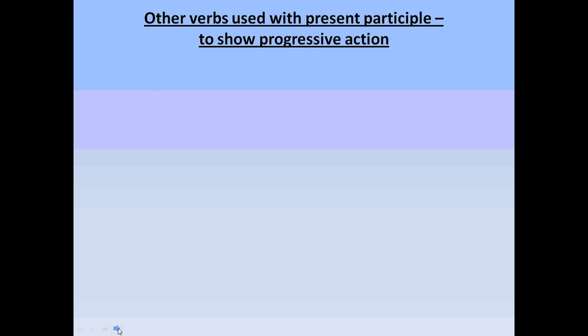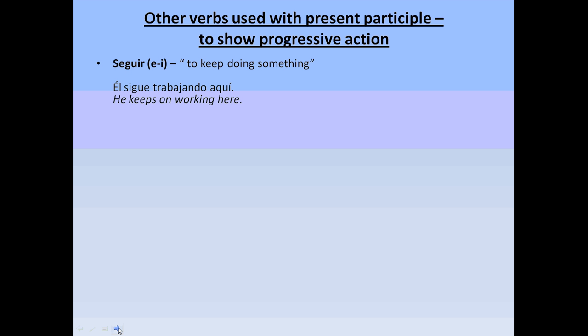Are there any questions? If you have any questions, please write them down, and then I can answer them for you tomorrow. Okay, we're almost done. There are some other verbs you can use with the present participle to show a progressive action. Okay, when you talk about present progressive, seguir is one of them. Write all these down: to keep doing something. Here's an example. Él sigue trabajando aquí. He keeps on working here, rather than saying él está trabajando aquí, he is working here.